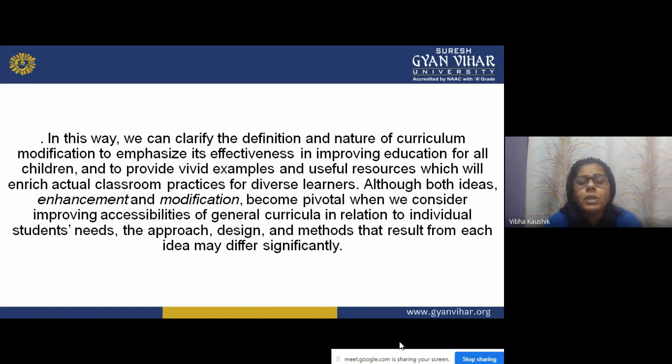The results from each idea may differ significantly. All these things, the approaches, the methods, the design, are different for different subjects or curricula. The approach, design and method all differ from each other significantly.